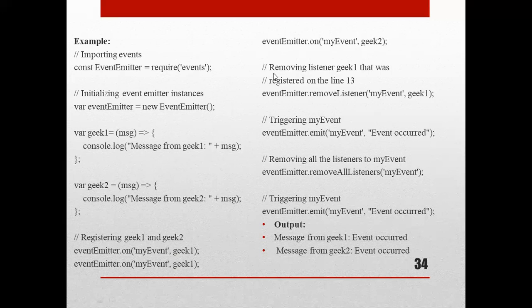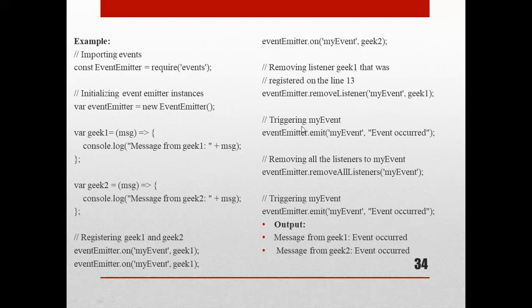So now here you can see removing listener jig1, that was registered on this line 13. We are going to remove that listener. How to remove this? Like eventEmitter.removeListener, inside the bracket pass the event comma listener, that is event name myEvent comma jig1, that we are going to remove here.